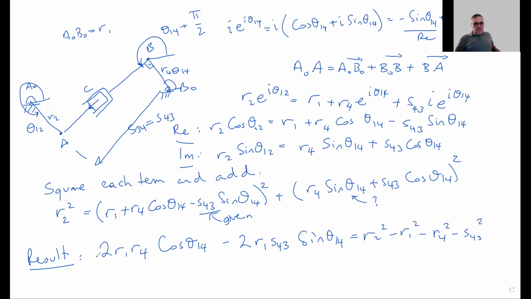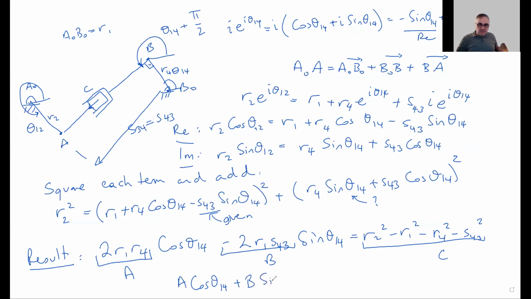Well, we get something similar to this Freudenstein equation. Let's call this term A. Let's call this term B. And let's call this whole thing C. This A, B, C are known, okay? So we have A cosine theta 1,4 minus or plus, rather, B can be like here. This is B, including the minus sign. B sine theta 1,4 equals C.